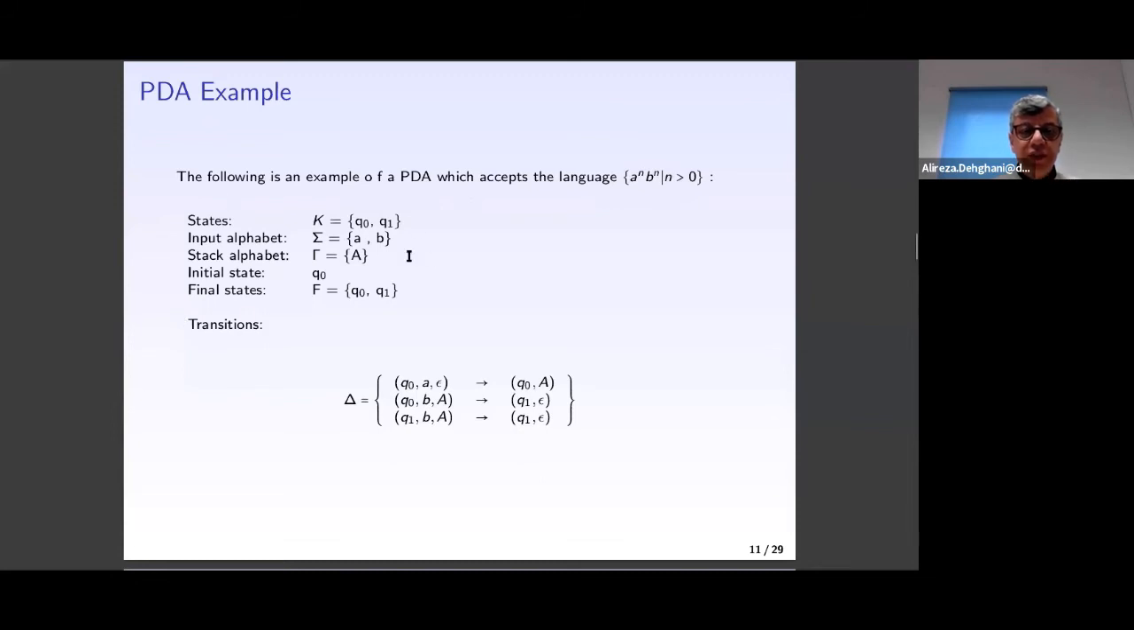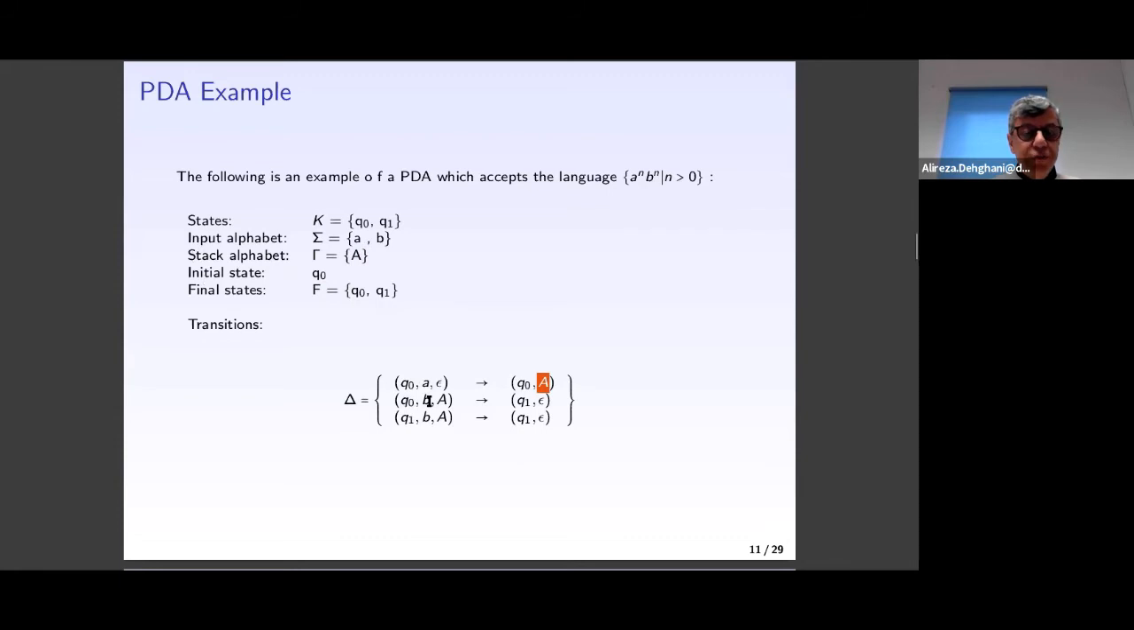What is the definition of this PDA? First of all, the states are Q0, Q1. We have two states. And then the alphabet of the language is A, B. And the set of symbols that we have for the stack, the stack alphabet, is capital A. The initial state is Q0, and we have two final states. And those are the transitions. If we are in state Q0 and we receive A, no matter what we have on the top of the stack, we will remain in state Q0 and we will push A into the stack.